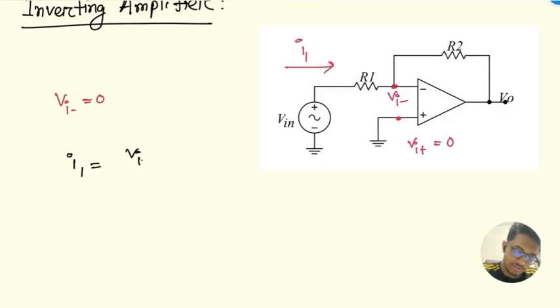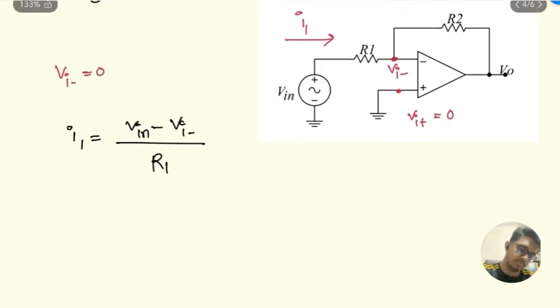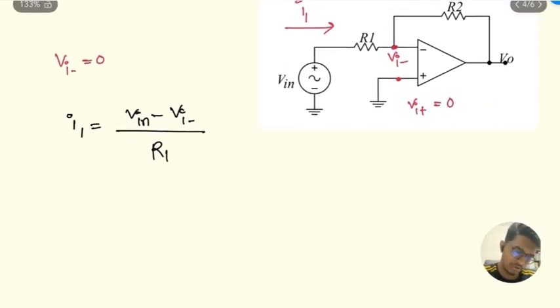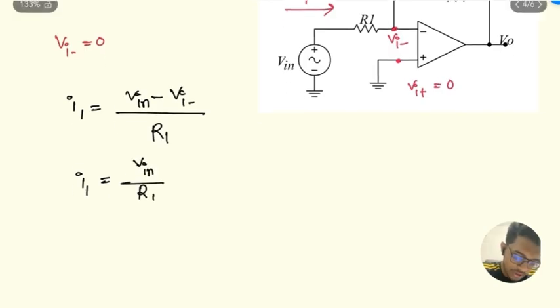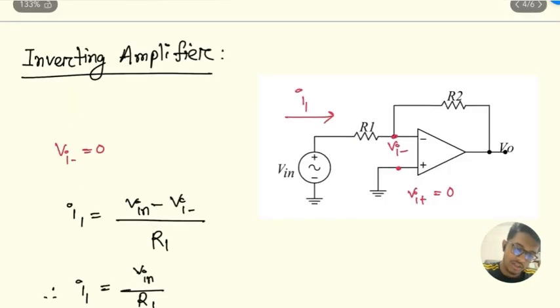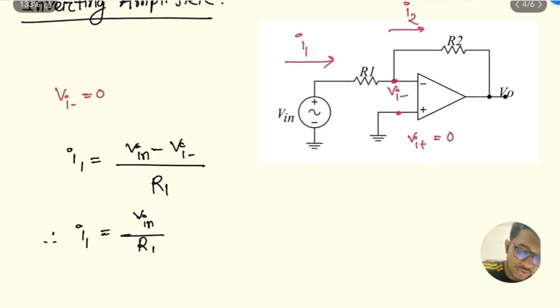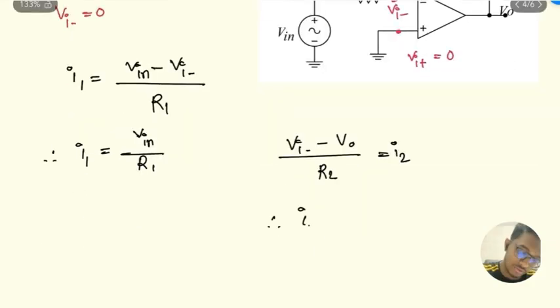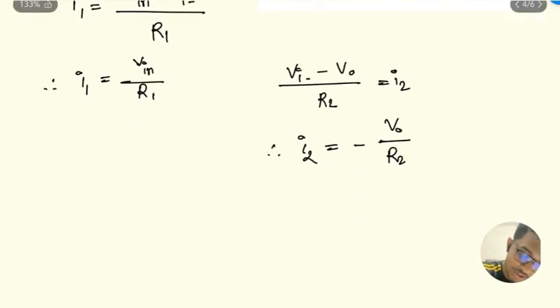I1 is V input minus Vi minus, divided by R1. This is the basic Ohm's law. I minus is equal to 0, so I1 is equal to V input divided by R1. Similarly, now let's calculate I2. I2 will be Vi minus V0 divided by R2. So putting the value of Vi minus as 0, I2 is equal to minus V0 divided by R2.